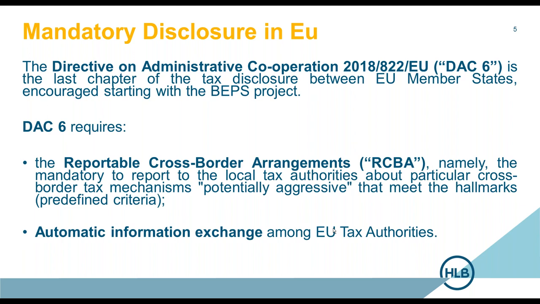Yes, thank you, Christian. DAC 6 is the Directive on Administrative Cooperation, and the main fulfillments coming from this law are represented by the so-called reportable cross-border arrangements, which means that in the future it will be mandatory to report to the local tax authorities all the information regarding tax aggressive cross-border arrangements. The second fulfillment from this law is represented by the automatic information exchange between the European tax authorities.